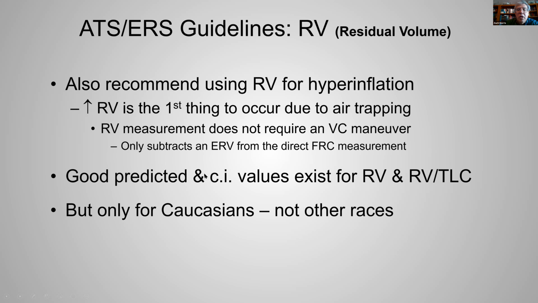Now, the ATS guidelines also recommend using RV to diagnose hyperinflation. Kind of makes sense when you think about it, because increased RV is the first thing to occur in hyperinflation due to air trapping. The RV measurement does not require all those extra spirometry and vital capacity maneuvers. It only subtracts the expiratory reserve volume from the FRC. We've got good predicted values and confidence intervals for the RV and the RV/TLC. But again, we only have it for Caucasians and not other races.